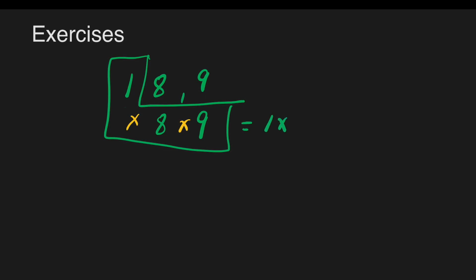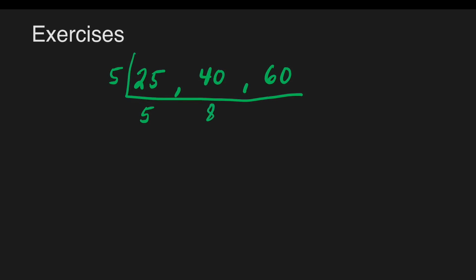Next, we have 1 times 8 times 9. Okay, 1 times 8 is 8. 8 times 9 is equal to 72. That is our LCM. Another one, we have 25, 40, and 60. What number can we divide the three of these numbers? We can divide by 5. 25 divided by 5 is 5. 40 divided by 5 is 8. And 60 divided by 5 is 12.